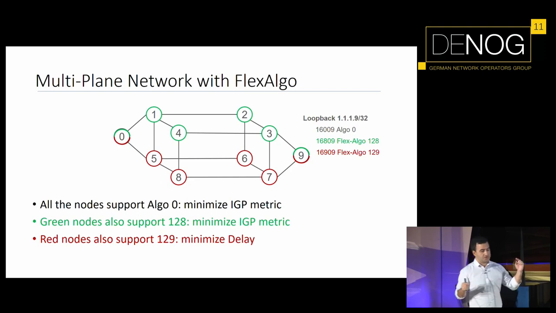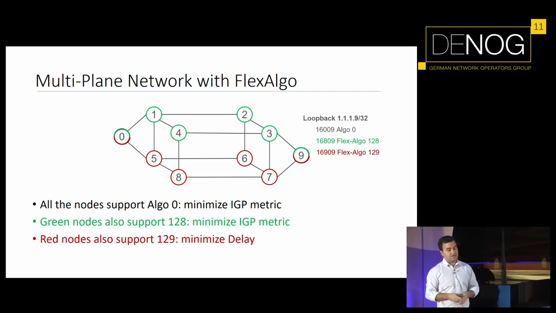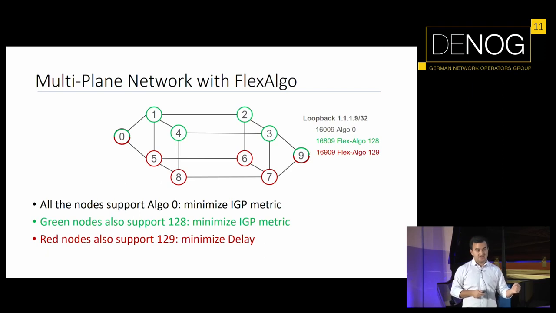Now, whenever you push traffic from 0 to 9, from source to destination, instead of giving all the prefix segment IDs, you say, okay, just follow Flex Algo 128, right? Because everyone in the network knows what Flex Algo 128 means. They know how to behave with that traffic, with that packet.